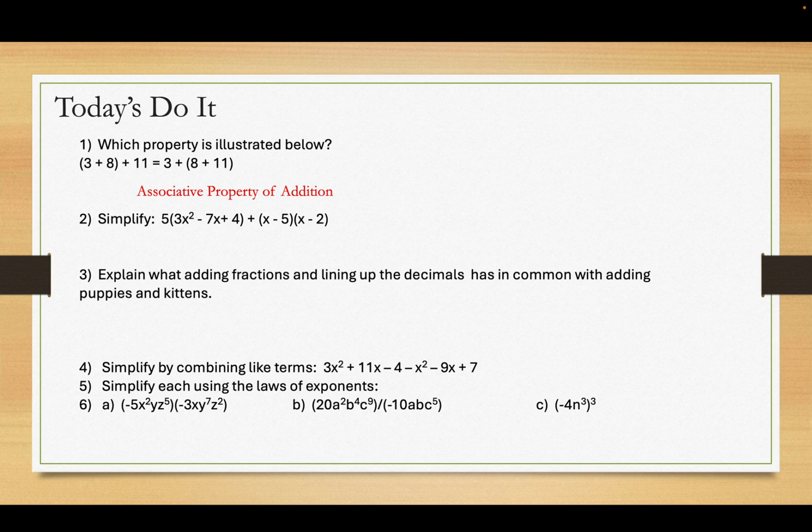Next one, simplify. I've got to do the distributing of the 5 and the double distributing at the end, and then combine like terms. So, I assume you're completely done with this, so I can just put up the answer.